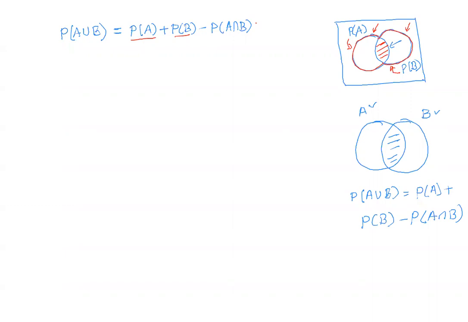So remember that rule. Probability of A union B is equal to probability of A plus probability of B minus probability of A intersection B, because you are calculating the shaded region twice. That's why you have to subtract.